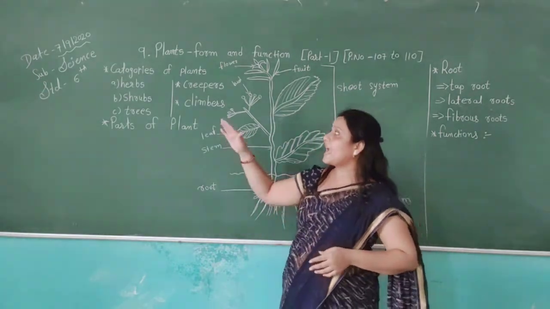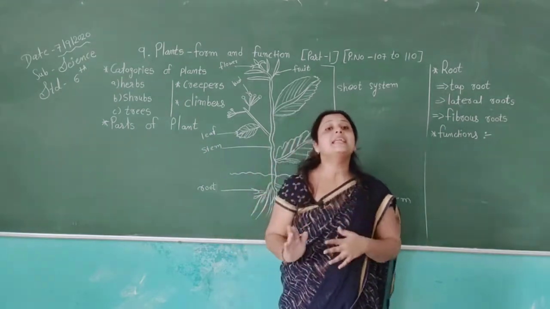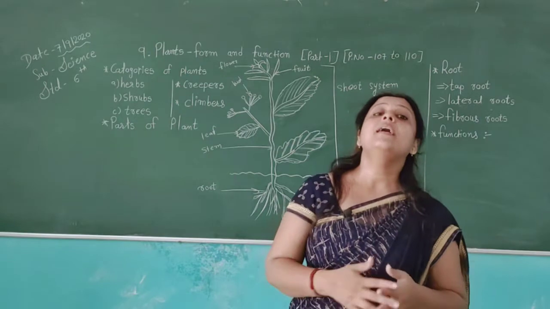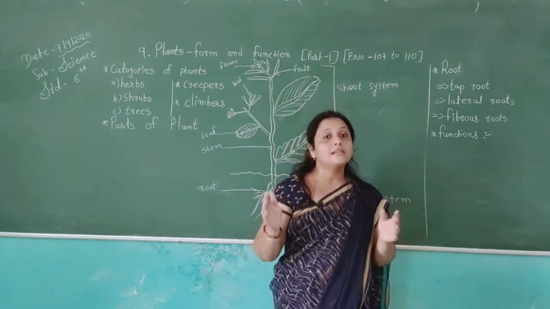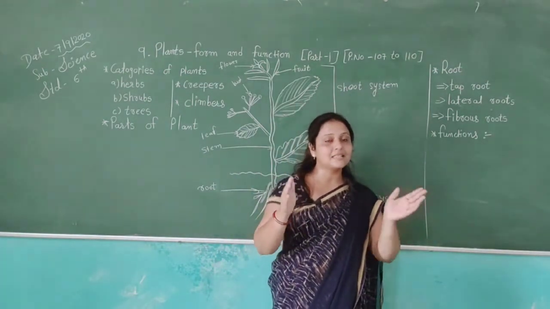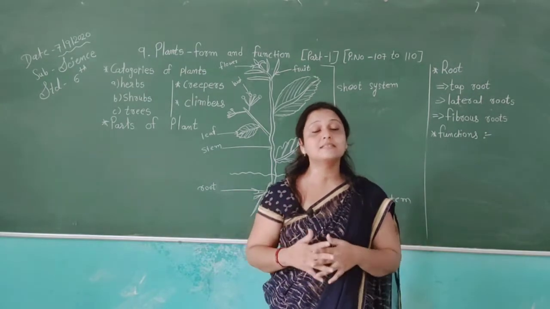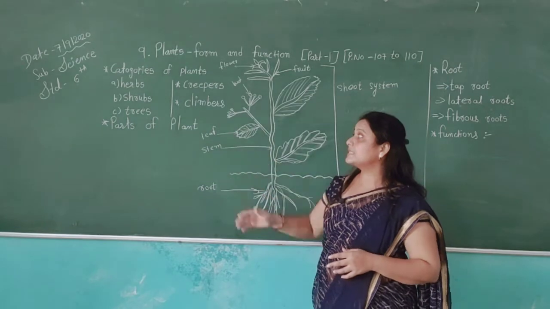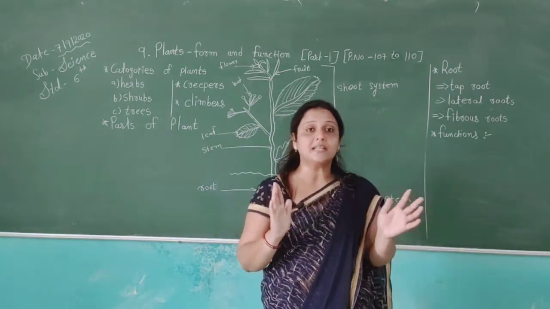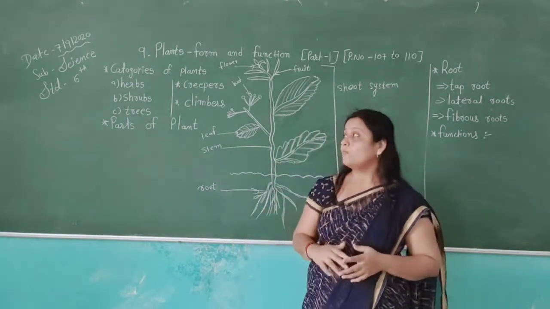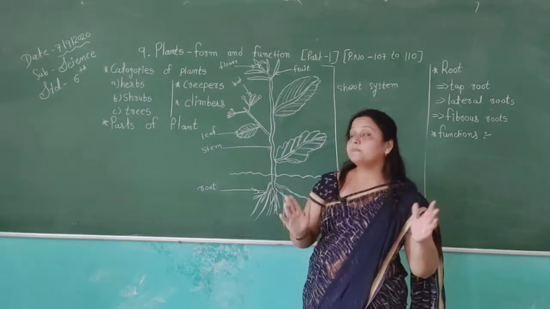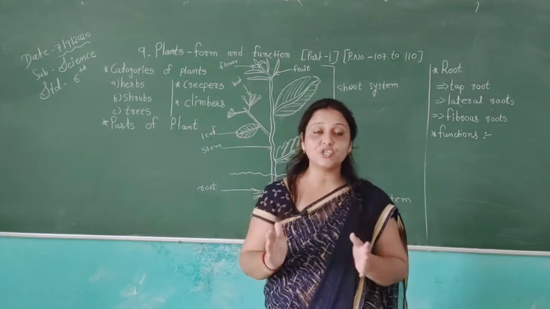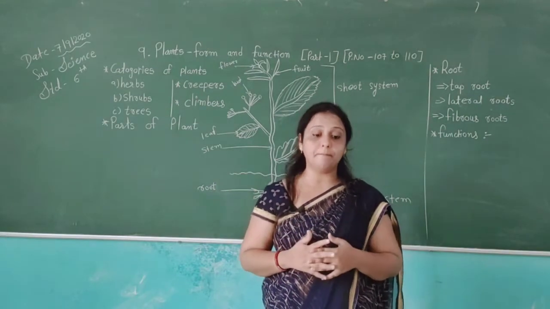In plants, we have some categories. That means all plants are not the same in their size and shapes. The plants are different from each other. We have some categories in them: herbs, shrubs, trees, some types of creepers, and some types of climbers. Herbs, shrubs, trees are categories we can see in plants.